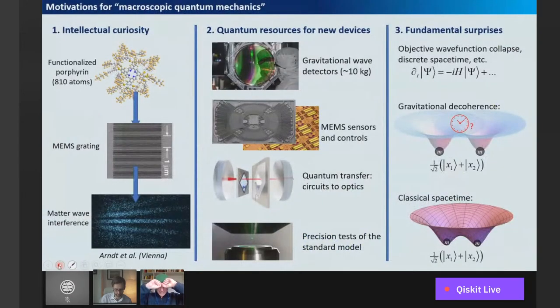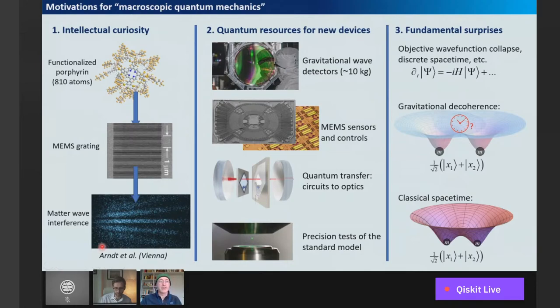Okay, so as I said, the motivation, the reason that we are doing this, is because we're curious about the question of how large an object can you see quantum mechanical effects in? And I think there are three possible reasons why you might be interested in pursuing this.